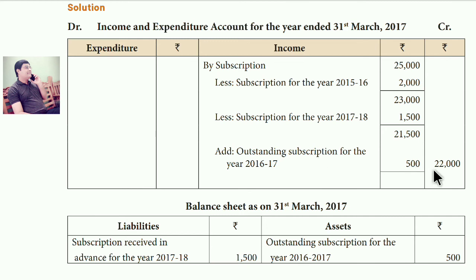Then 1,500 is the outstanding for the current year. We write it on the liability side, and the advance for the next year we have to write on the asset side. Understand? Very good.